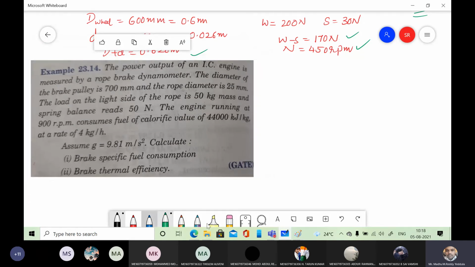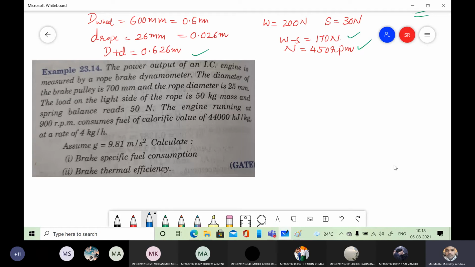Right. Next problem. The power output of an IC engine is measured by again a rope brake dynamometer. That is an easy one. We are also using the same equipment in our lab. Rope brake dynamometer. The diameter of the brake pulley, capital D, pulley or wheel, is equal to 700 mm, so 0.7 meter, and rope diameter d is equal to 25 mm, that is 0.025 meter.